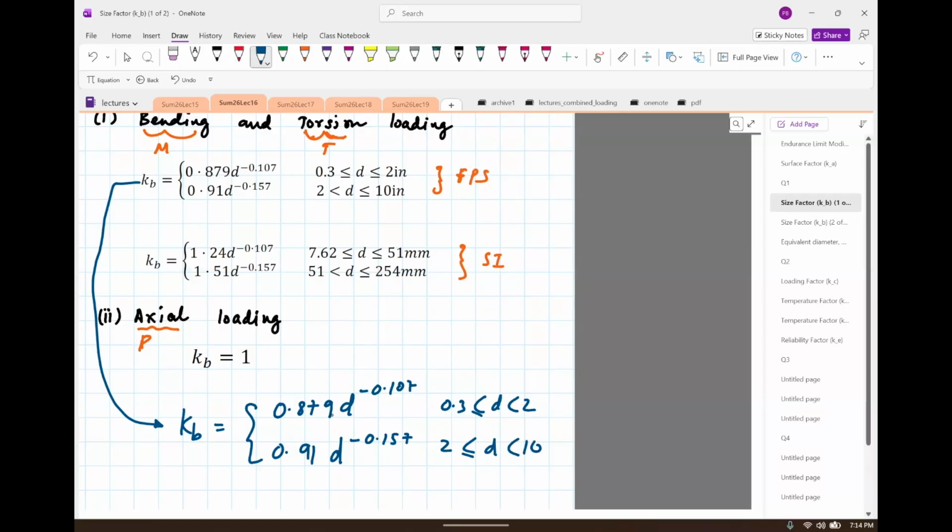So yeah, it's 0.879. And similarly, you can see this 1.24, 1.51. There's a bit of a problem when trying to write LaTeX-related formulas in Word or OneNote. Okay, but that's the formula, and then you'll get other things from context.